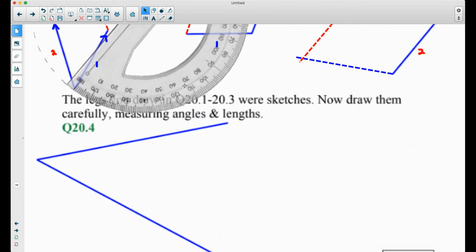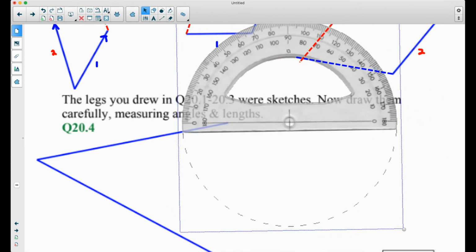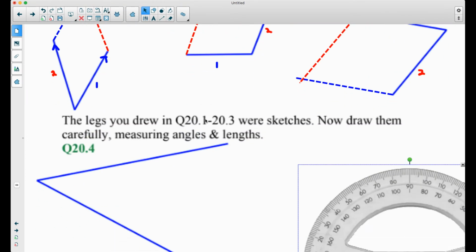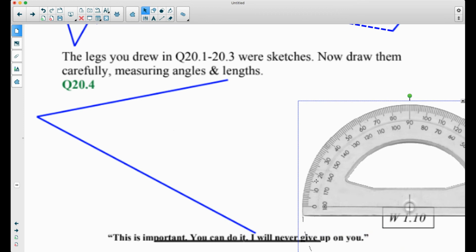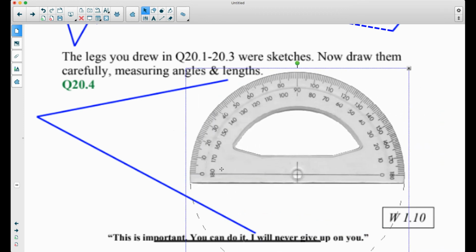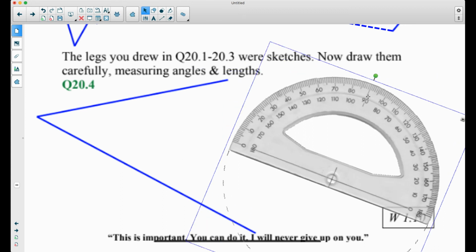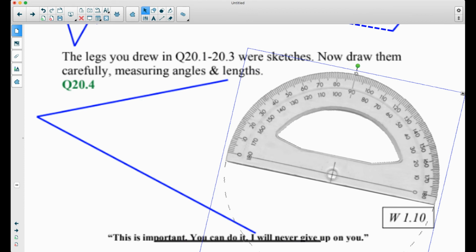Okay. The last one, question 20.4, within this example, we need to do a little more carefully. We're going to do the same process that we just did, except now we want to be exact. Now, I can cheat again on this screen because my protractor maintains its orientation. If I turn it this way and move it around, it stays. You don't have that option. You have to be more careful.